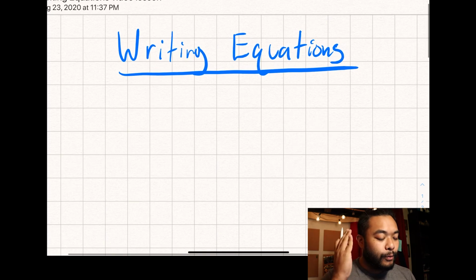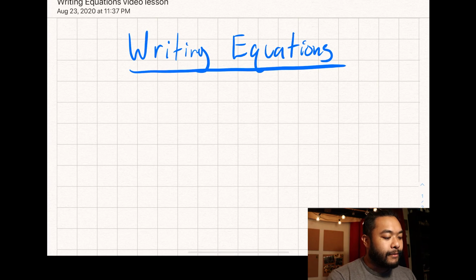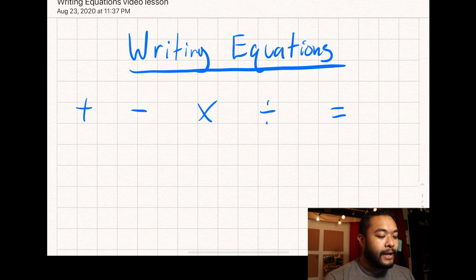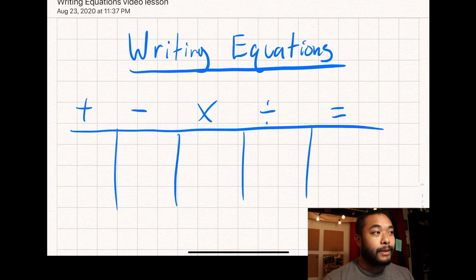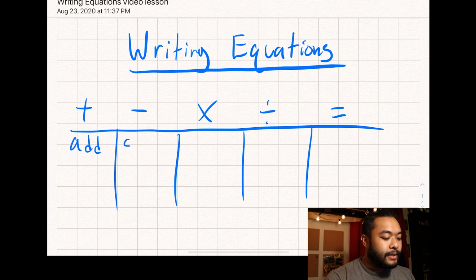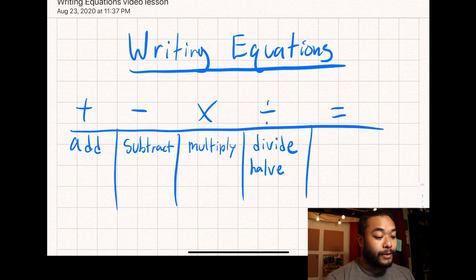So we're going to be working with writing equations, and in class I talked about how we could divide up into plus or addition, subtraction, multiplication, division, and equality, and there's a certain number of words that come to mind when we talk about this. So maybe add, subtract, multiply, or times, divide, have. For multiply, we might see twice a number, something like that.